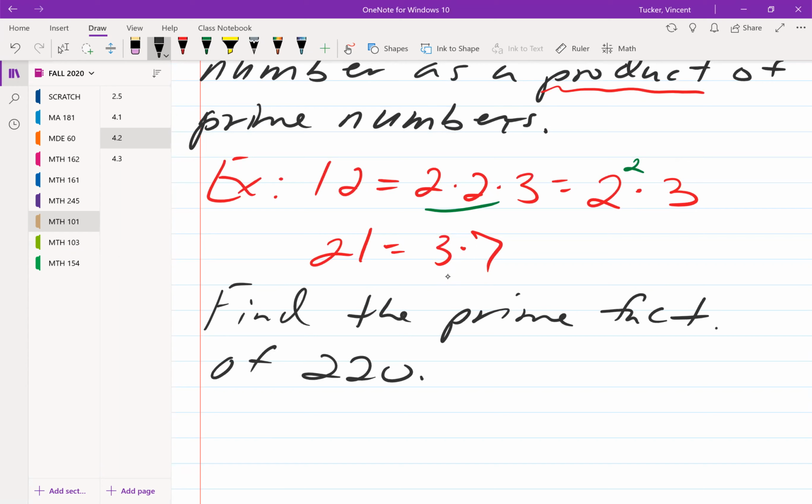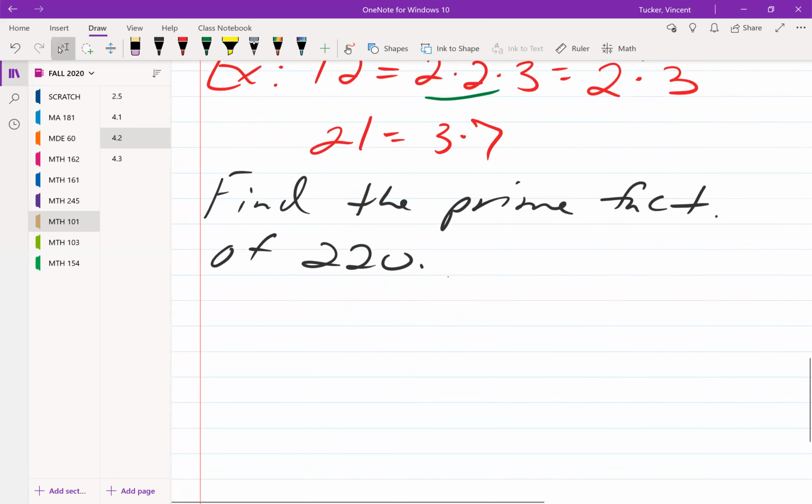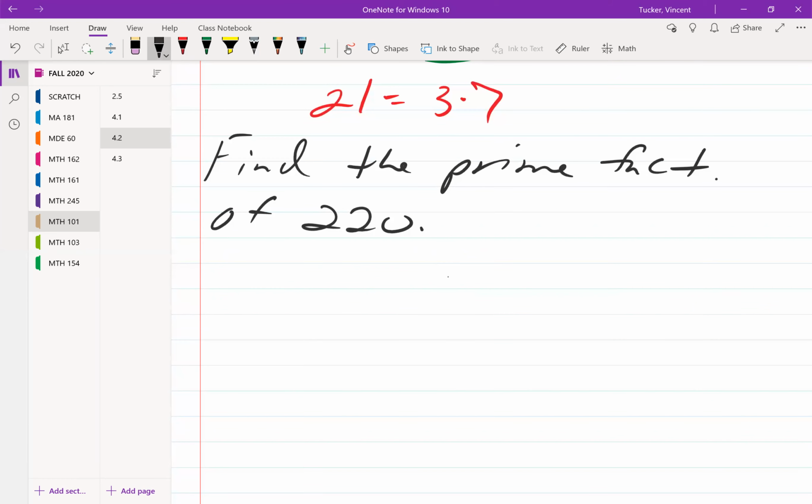So they could ask you to find the prime factorization of a number. Here we're looking at 220. I will start off writing it as a tree, wherein I have my number up top, 220, and then ask myself what two numbers will give me 220 when I multiply them together.